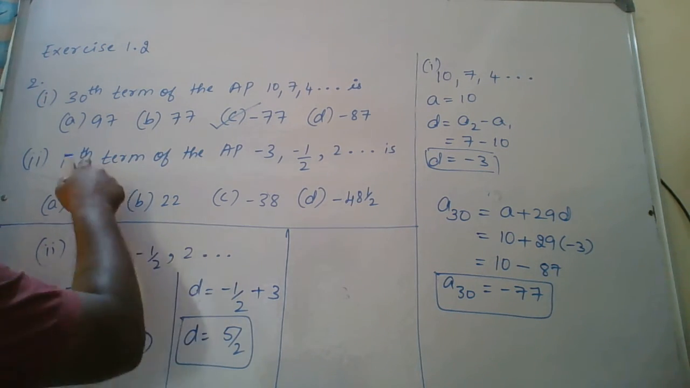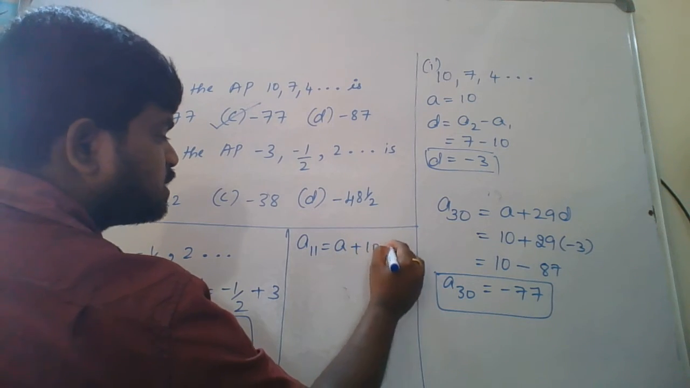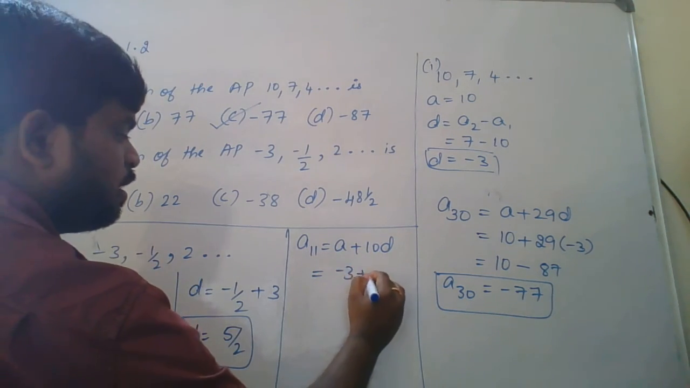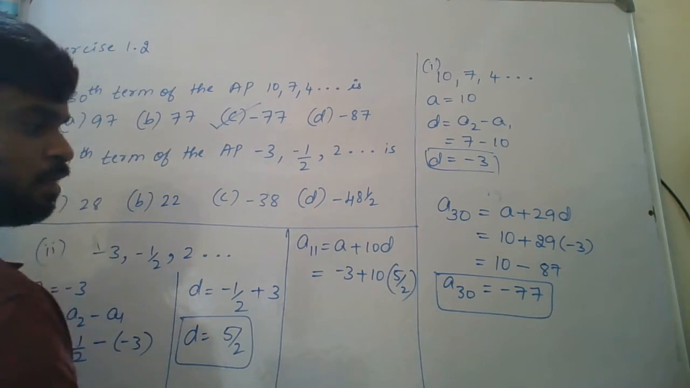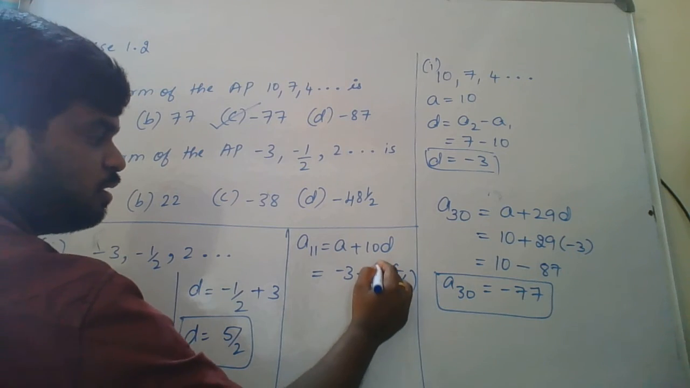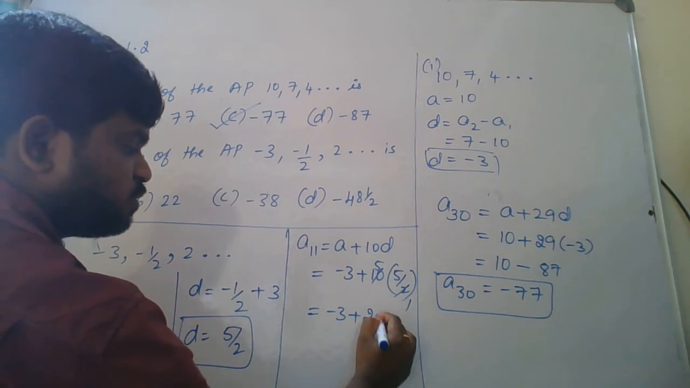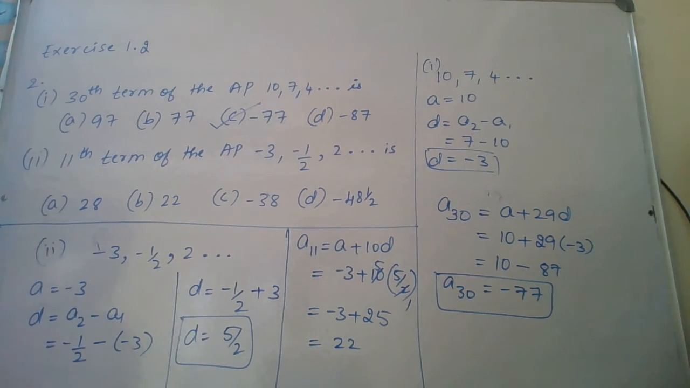What is the required thing? The required thing is the 11th term. The 11th term is given by the formula A plus 10D. So what is our A here? -3 plus 10 times D, which is 5/2. So you can cancel it: 2 ones are 2, 2 fives are 10. So you're left with -3 plus 5 into 5, which is 25. 25 minus 3 is 22. Therefore, the correct option is option B.